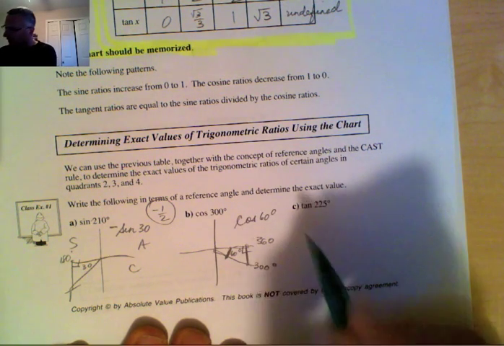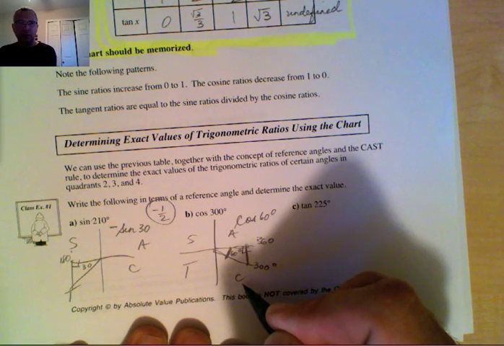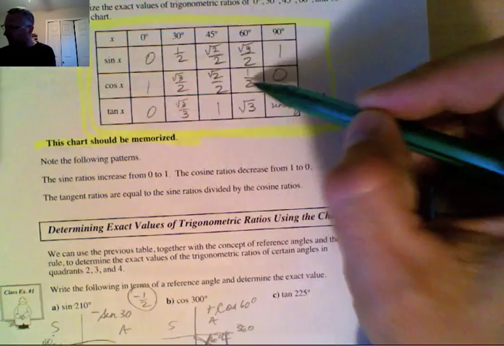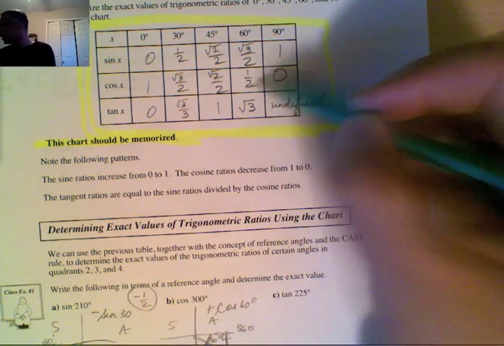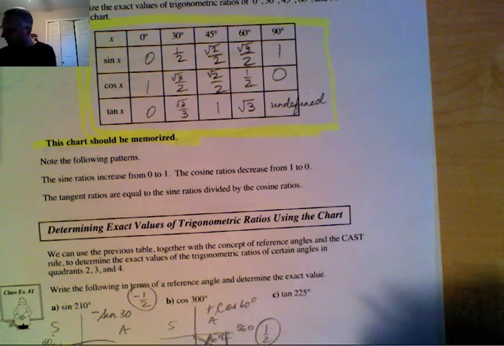60 degrees. If we look at our CAST rule, in quadrant number 4, cosine is positive, so our answer is going to be positive. And if we go to our chart and we find the cosine of 60 degrees, the cosine of 60 degrees is actually positive 1/2.